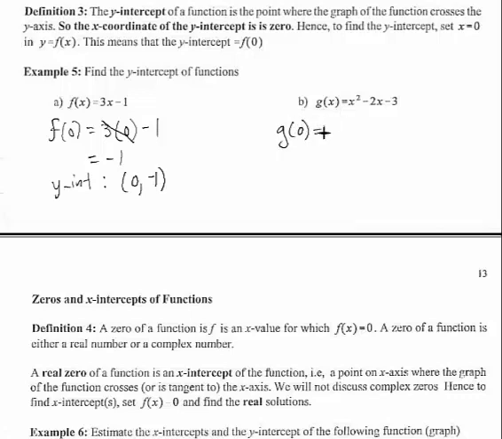What about g? Well, again, I insert 0 for x, and I just simply calculate. These terms drop out, and I'm only left with a -3. So the coordinates of my y-intercept, if I were to graph g of x on my calculator, the curve would cross the y-axis at 0, -3. Very simple finding the y-intercept.